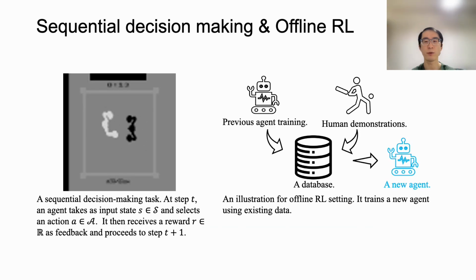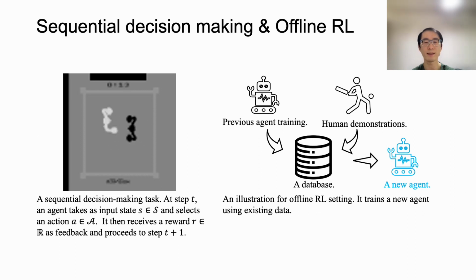We consider offline reinforcement learning to solve sequential decision-making tasks. On the left, I show an example task. This is a boxing game. At each step, an agent takes as inputs the state S, which can be the current position of its opponent. It needs to select an action, say move left or right. The agent receives a scalar reward as feedback for this decision.